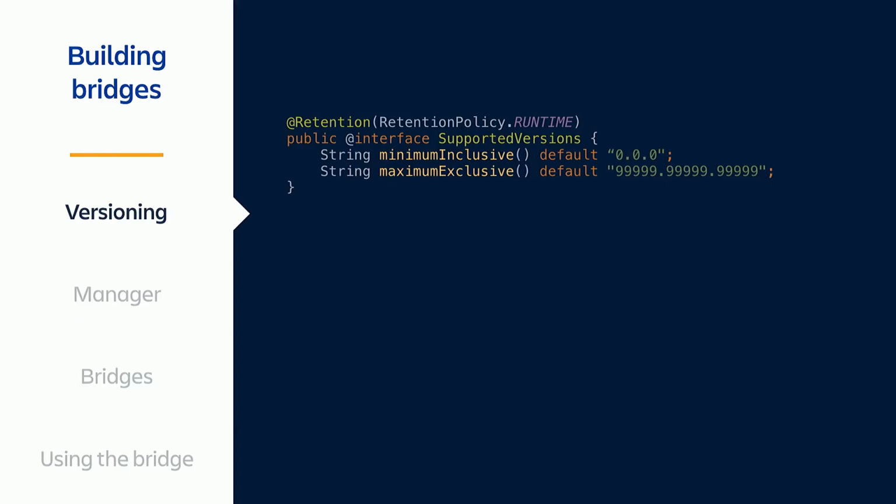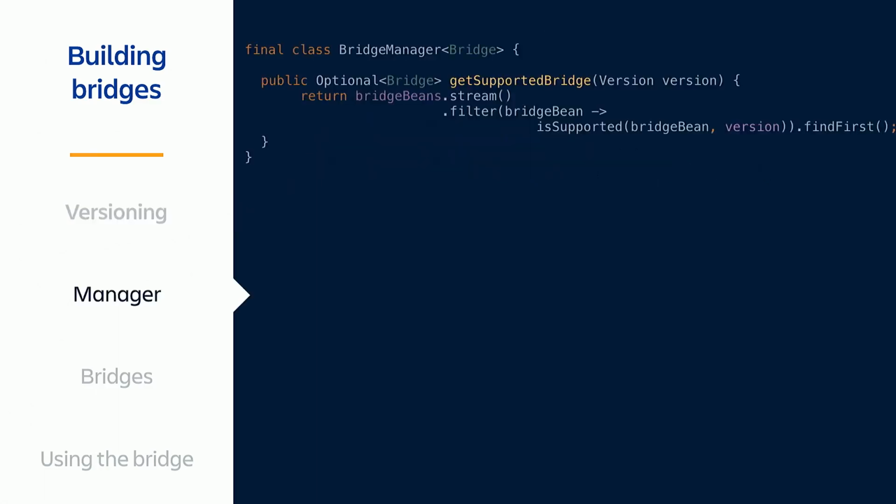Specifying how to select the right bridge, in our case, we're going to be using version ranges. We will create a supported versions, a custom annotation, that we can use to annotate our bridge applications with. So this is the glue, if you will. This is us building the glue. The logic to actually select the right bridge at runtime can look a little bit like this.